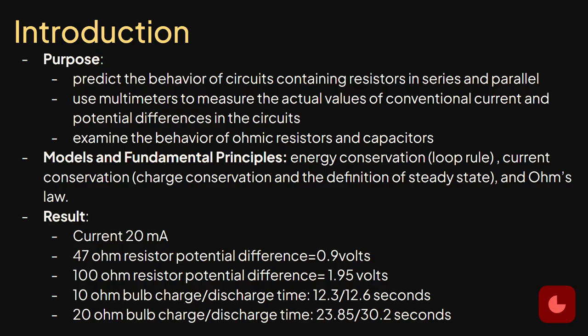Some quick results. We got a current of 20 milliamps. The 47 ohm resistor potential difference was 0.9 volts. The 100 ohm resistor potential difference was 1.95 volts. And it took the 10 ohm bulb 12.3 seconds to charge and 12.6 seconds to discharge. And it took the 20 ohm bulb 23.85 seconds to charge and 30.2 seconds to discharge.